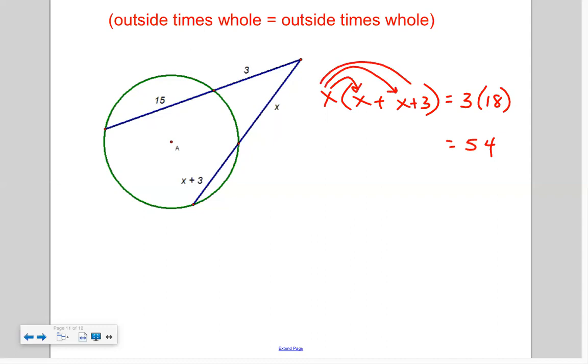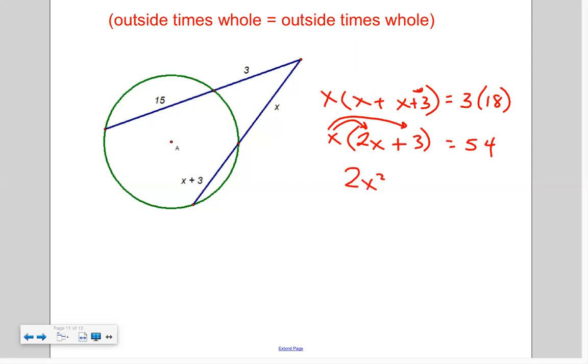I distribute this though. Well, I'm making that a lot harder than I need to. Combine our like terms first. x plus x is 2x. Now we can distribute. 2x squared plus 3x equals 54.